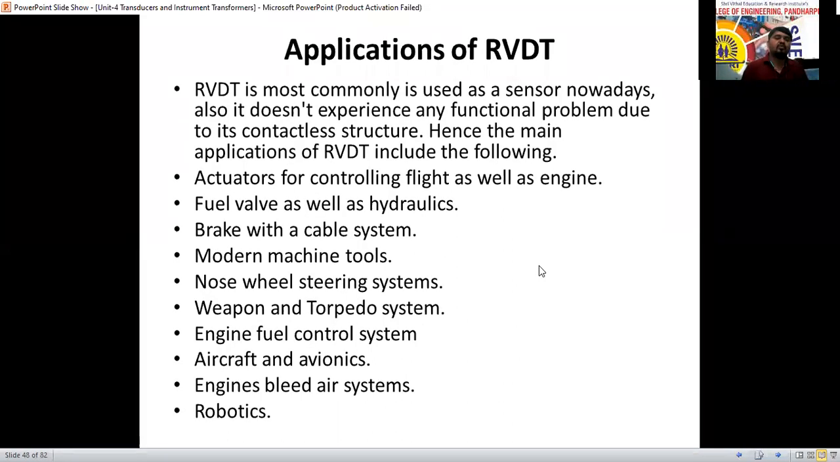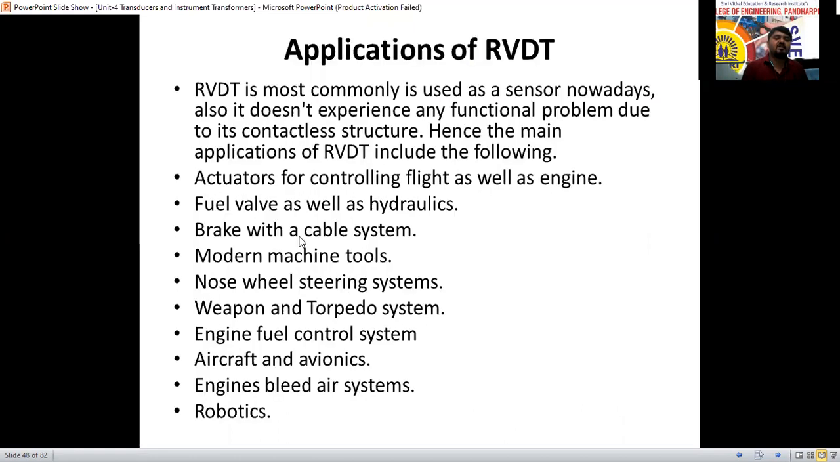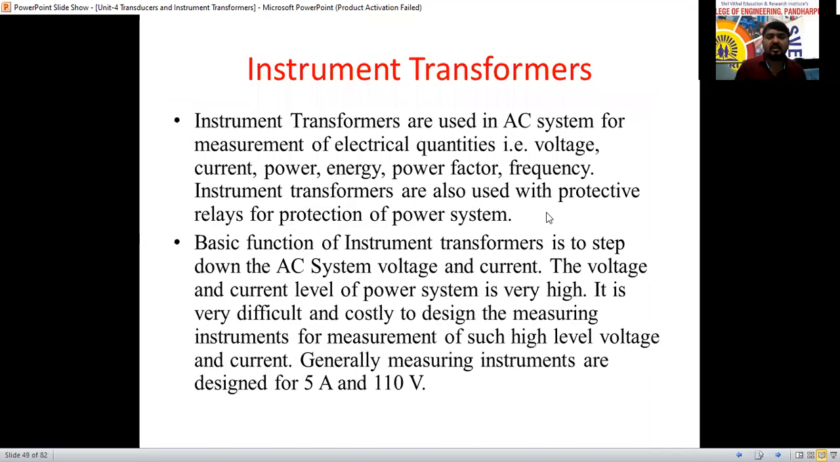We are going to use these RVDTs in different applications: machine tools, brake with cable systems, weapons, engine fuel controls, aircraft engine bleed air systems, and robotics. So different applications are there where we use these RVDTs. So it completes the transducer part completely.